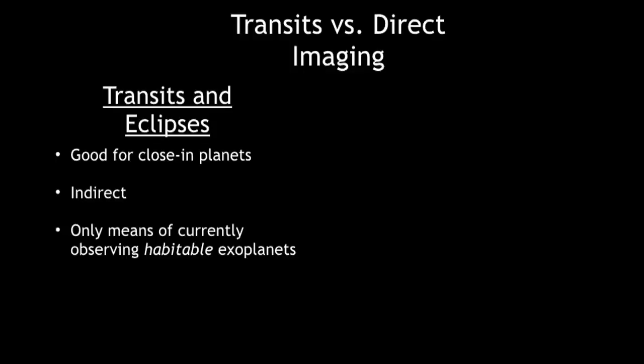So some of the good things about transits are it's good for close-in planets. We can study things right next to their star, because we're not actually trying to separate the starlight. We're actually looking at an indirect method to try and detect them and look at their atmospheres. Importantly, right now it's the only way we can look at habitable atmospheres. We don't have the technology to directly image planets really close to their star. So this is the only way we can get information about habitable exoplanets.